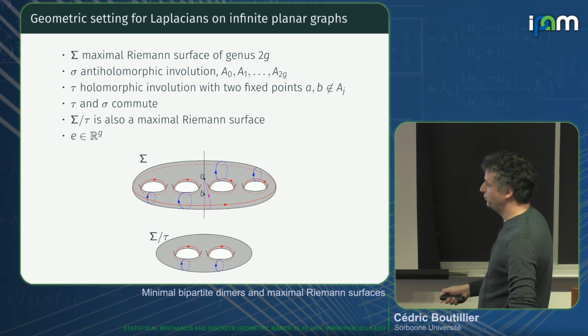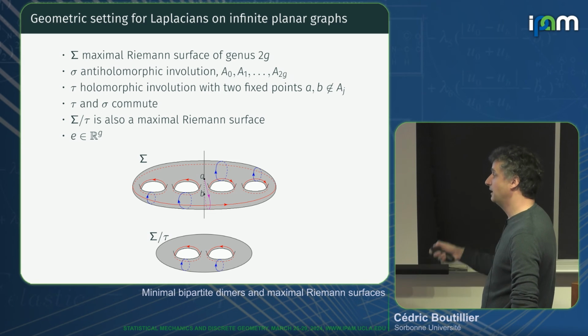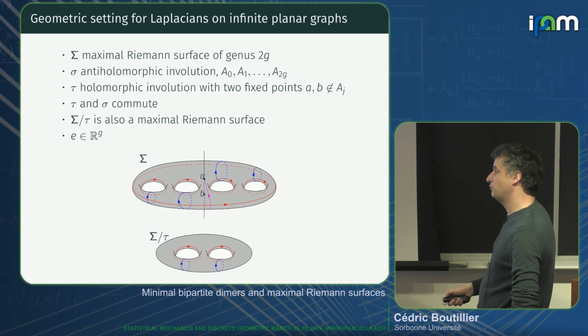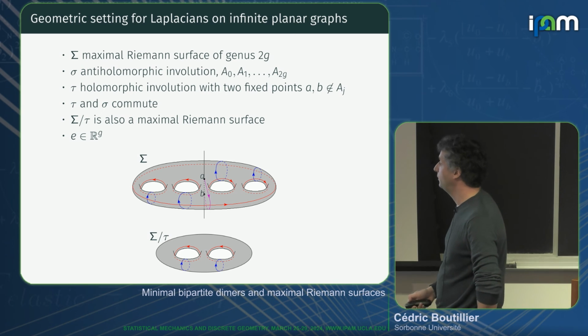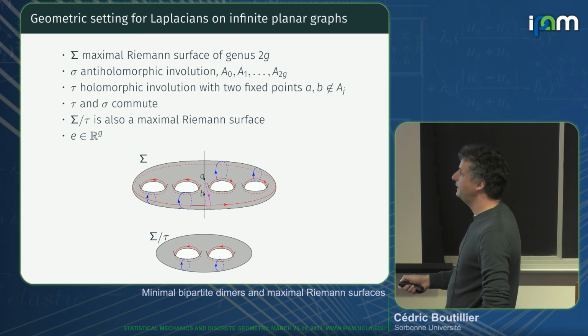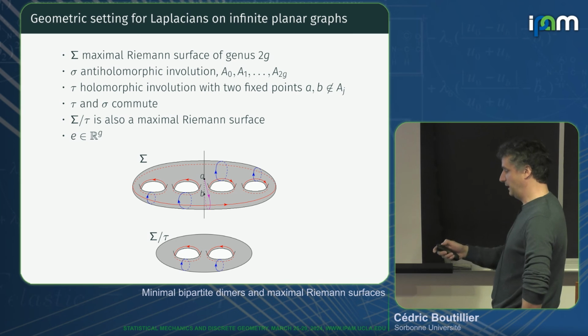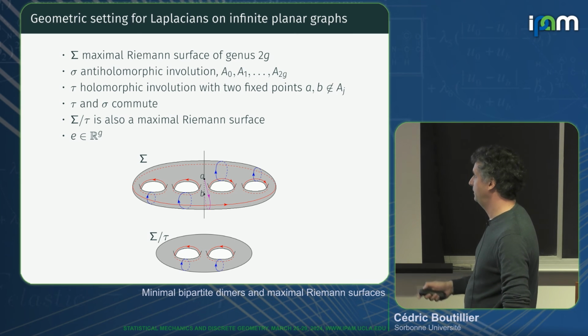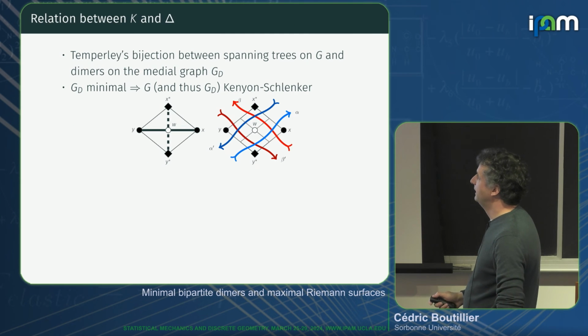and you also want that when you quotient this surface by this involution tau, you get a new Riemann surface which has a genus G this time, and you want this curve to be also maximal. Okay, so this is the starting point of the analysis, and you have some parameter E, which is like the analog of the divisor in Terence theorem.